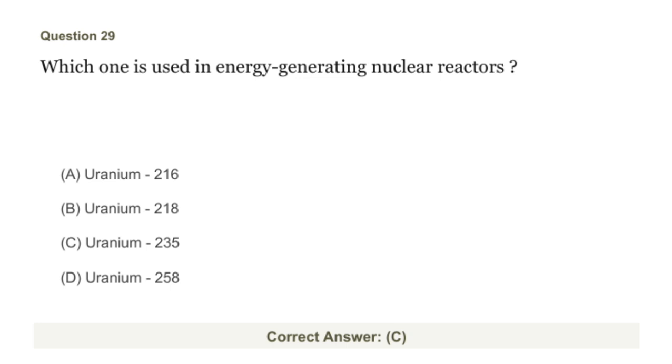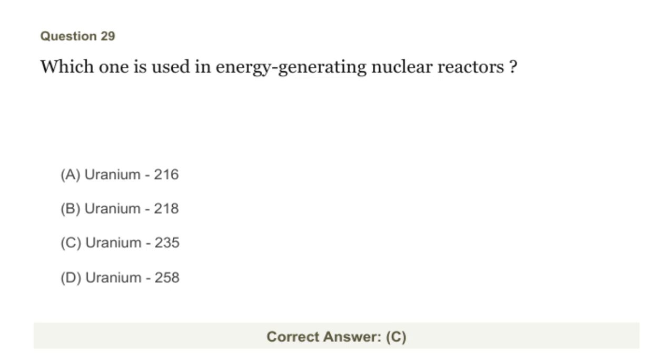Uranium-235, which is option C, is the isotope that's used in most nuclear reactors around the world. This is because uranium-235 is fissile, meaning it can sustain a chain reaction when bombarded with neutrons. This property makes it ideal for generating energy in a controlled manner.